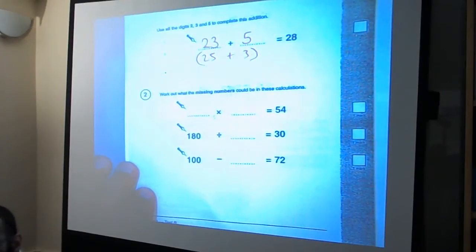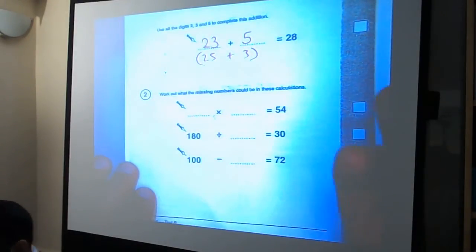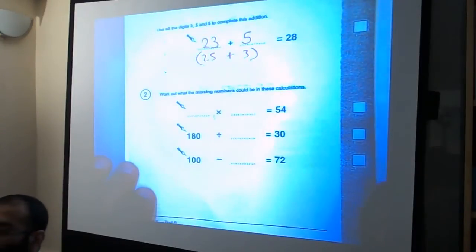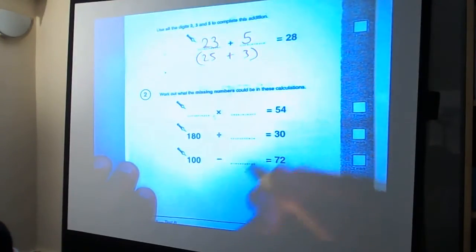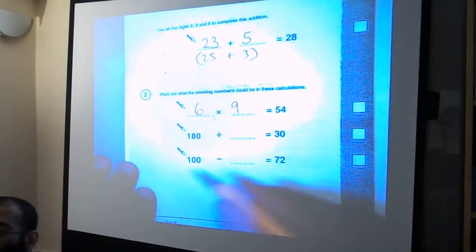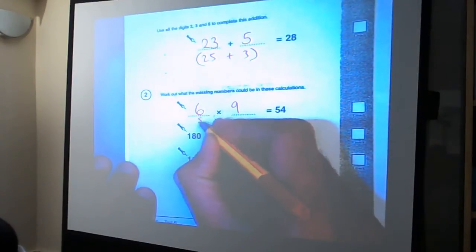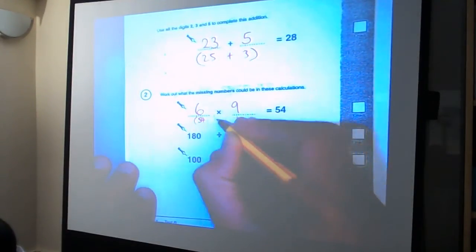Right, work out the missing numbers. Work out what the missing numbers could be in these calculations. So the first one, they've given us free rein. You could choose any 2 numbers that give you 54. So Murad, have you chosen? 6 times 9. So 6 times 9, or we could have 9 times 6. That's right, yeah. Or anything else? 54 times 1.